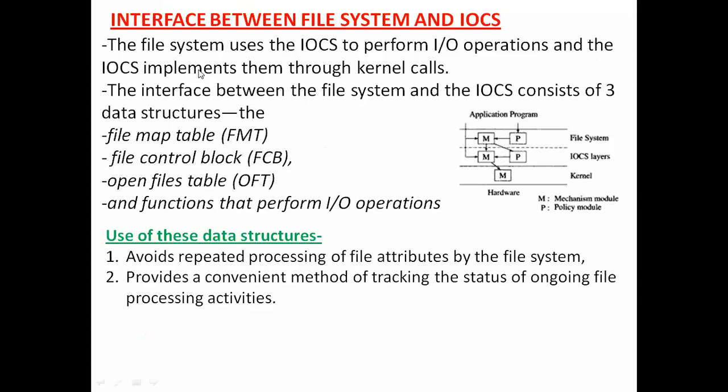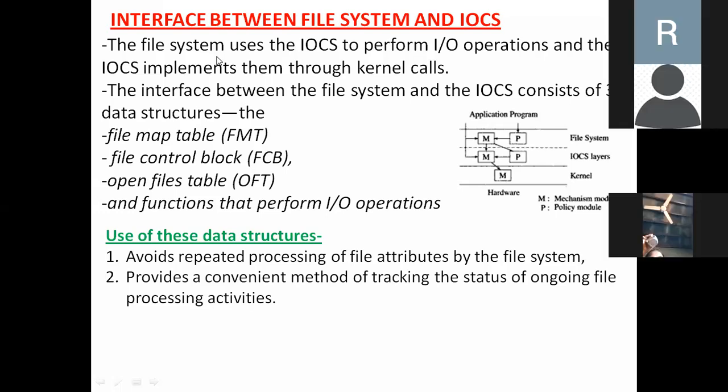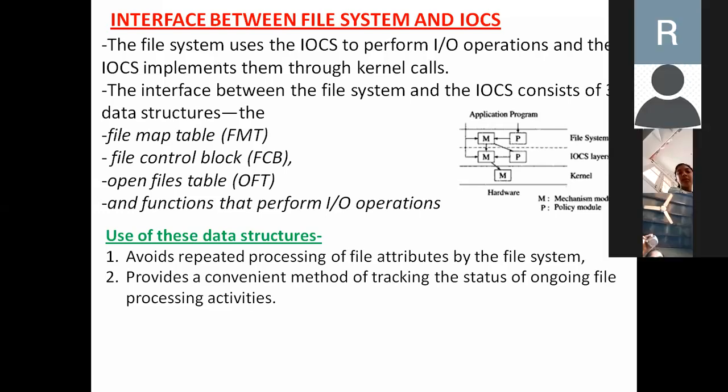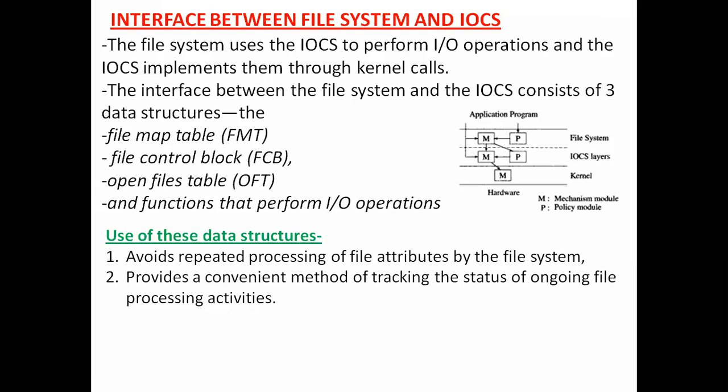So the next topic is the interface between the file system and IOCS. We have the interfacing between the file system and the input output control system, IOCS. The file system will be using the IOCS so as to perform the IO operations. According to our previous discussion, in this particular figure we have the file system as the topmost layer, and below that we have the input output control system layer.